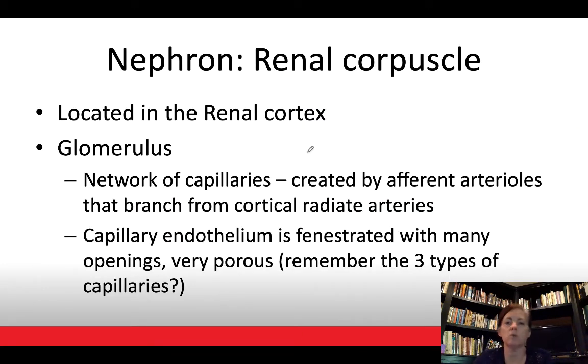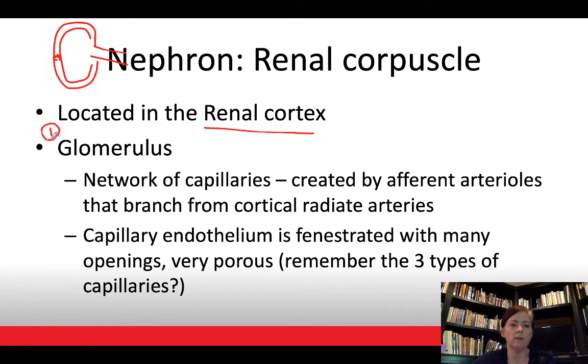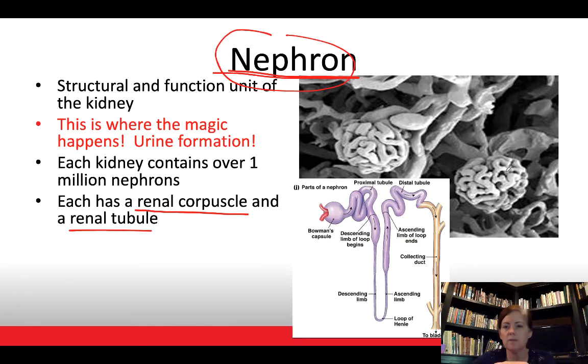Let's talk first about the renal corpuscle. The renal corpuscle is located in the renal cortex. So if you think about it, here's our kidney, and here's our hilum with our structures going in and out, and we've got that outer third of the kidney, the cortex, and this area here is where the renal corpuscle is located. A renal corpuscle consists of two structures. One of them is the glomerulus, which is basically a network of capillaries. It looks like a tangled mess of capillaries. In fact, if we look at this picture, this little tangled mess of capillaries is the glomerulus. That's what it looks like.